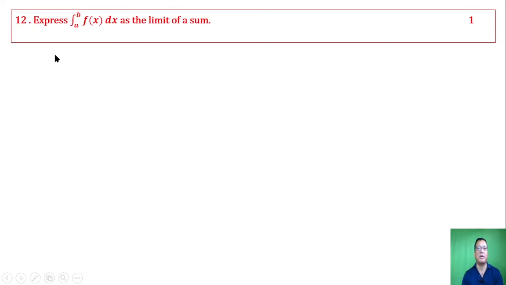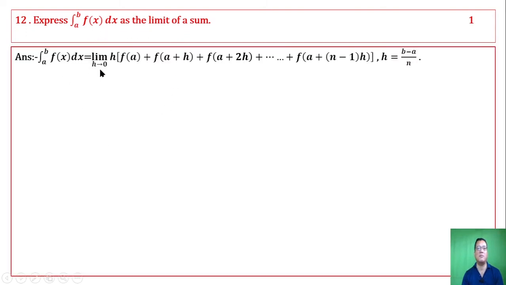Question number 12. Express integral of f of x dx between a to b as the limit of a sum. Its formula is limit of h tends to 0 of h times f of a plus f of a plus h plus f of a plus twice h plus dot dot plus f of a plus n minus 1 times h, where h is b minus a by n.